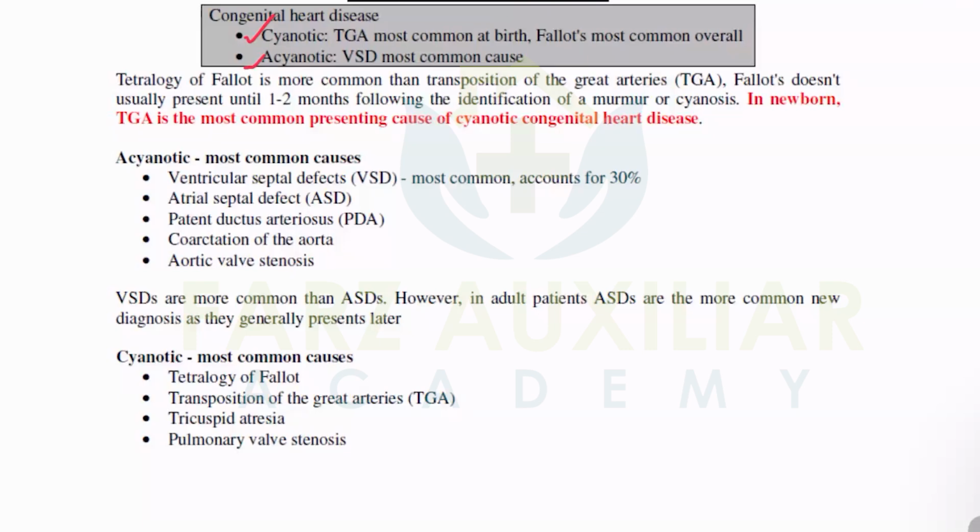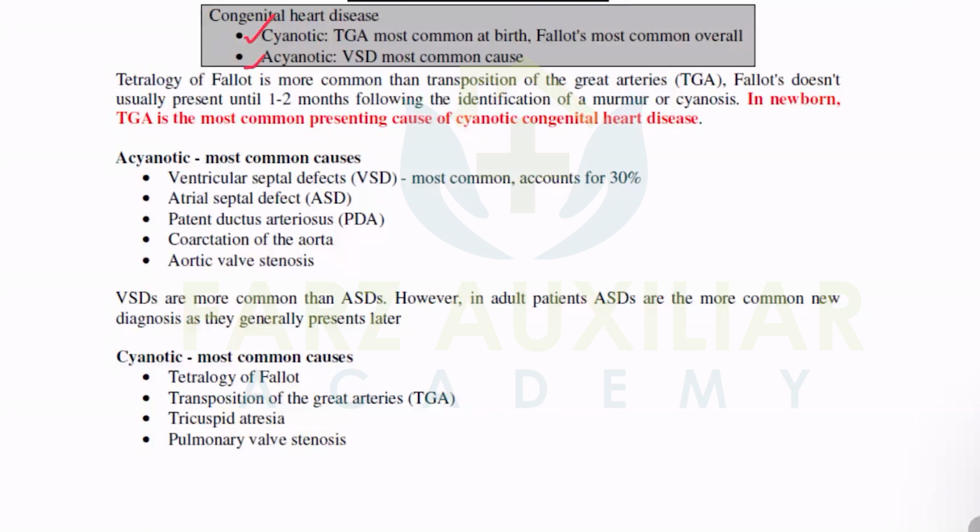Overall, this question had a 28-year-old man, so Fallot's tetralogy will be the most common overall. So if the question is asked which is the most common cyanotic heart disease detected at birth, that will be TGA. And if it is asked which is the most prevalent congenital heart disease in a cyanotic pattern, that is tetralogy of Fallot. Then comes acyanotic heart disease, which is VSD.